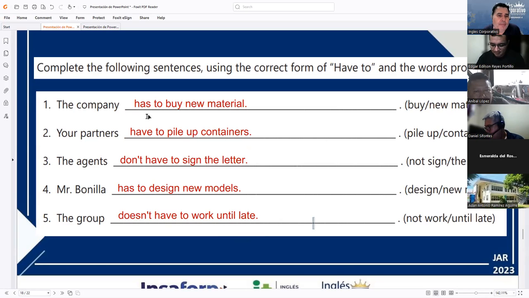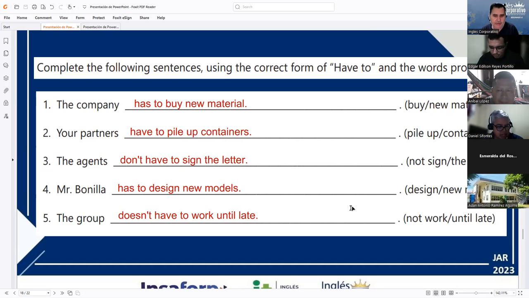So you say: the company has to buy new material. Your partners have to pile up containers. The agents don't have to sign the letter. Mr. Bonilla has to design new models. The group doesn't have to work until late.